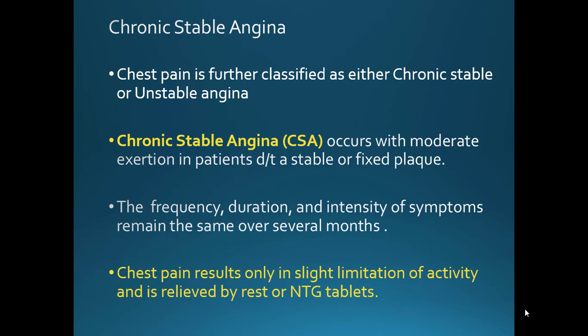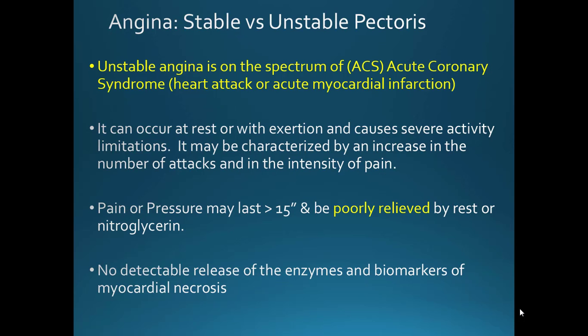So if the patient reports more frequent chest pain, their stable plaque may have fully occluded and they've progressed toward the acute coronary syndrome. Unstable angina is on the spectrum of acute coronary syndrome, which we will cover at level 4. But you need to understand this transition between stable and unstable angina. Unstable angina can occur at rest or with exertion, and it causes severe activity limitations. It can present with an increase in the number of attacks and in the intensity of pain.